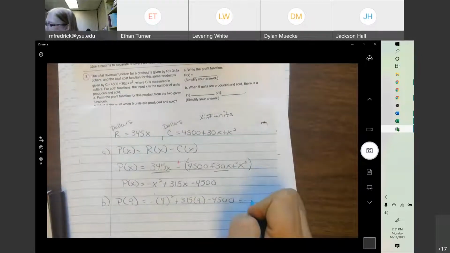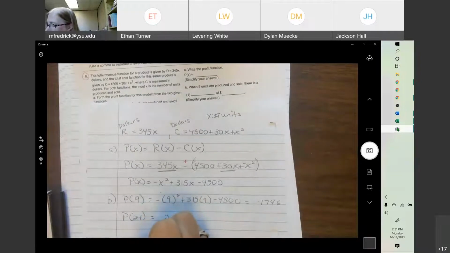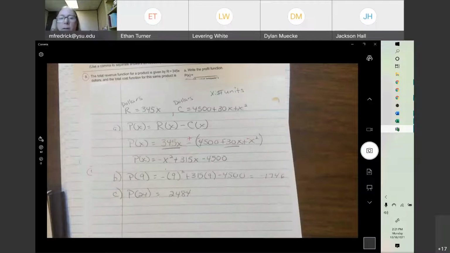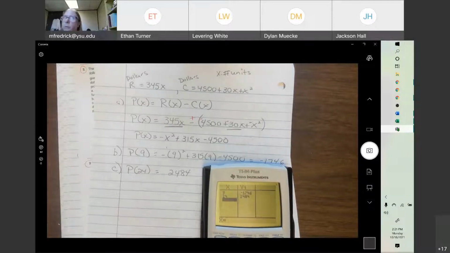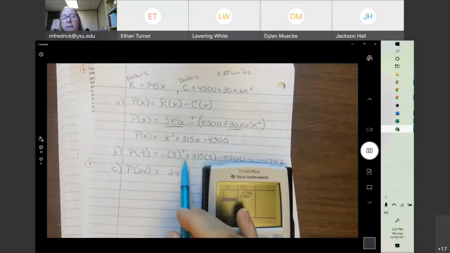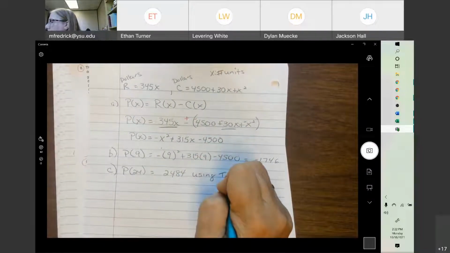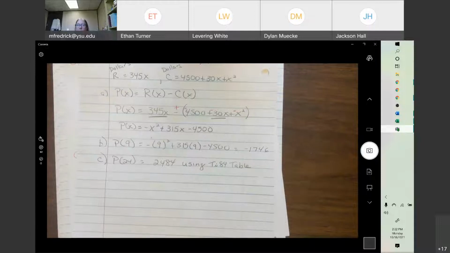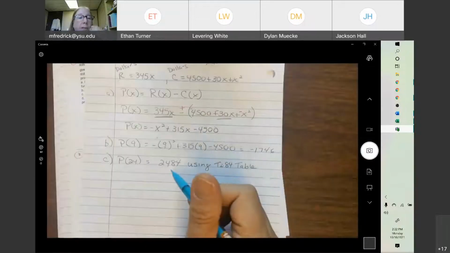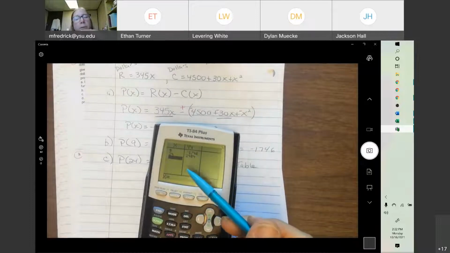So P of 9 was a negative 1746, and P of 24 is 2484. Now, of course, you're supposed to show your work. So you could write it like this, or you could put using TI-84 table. That way I know you didn't just get the answer from somebody else who private messaged you. So just put from using table, and that's fine. But any questions on that? So if you have more than one, you have to plug in.